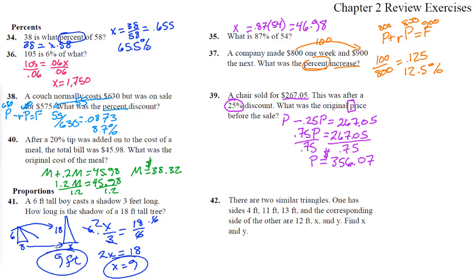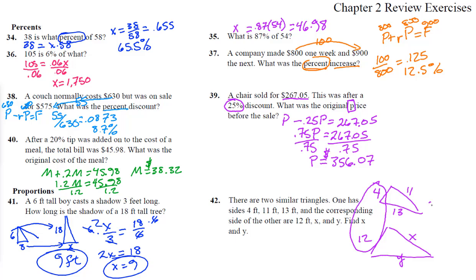Great, number 42. 2 similar triangles. Let me see. So one has sides 4, 11, and 13, and the corresponding one has a 12, an x, and a y. So yeah, this is our corresponding side that sets up that this triangle is exactly 3 times as big as that one. So yeah, this is going to be a 33 and a 39. If you can see that, that's great. If not, let's do it in slow motion.